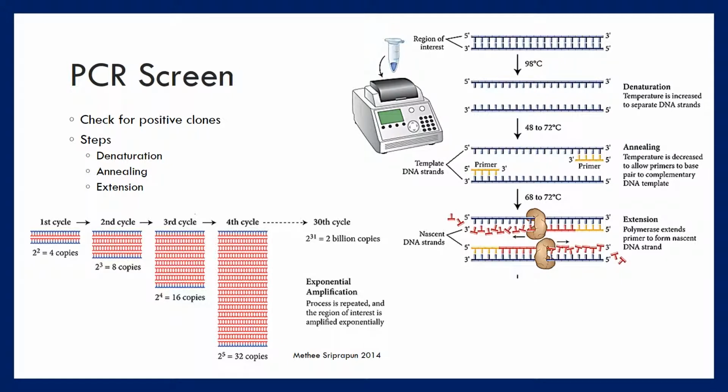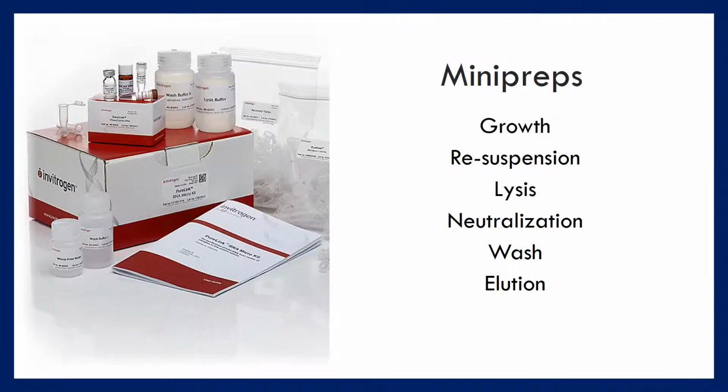Next, we're going to conduct a PCR screen, in which the strands of DNA are denatured and then annealed with new primers and extended so that the cycle repeats and we have a multitude of copies. The mini preps are used to purify the DNA from its bacteria cells, as shown here.